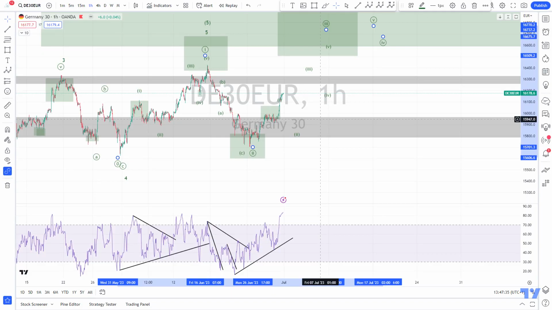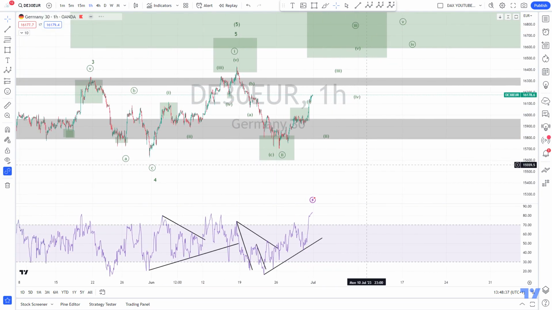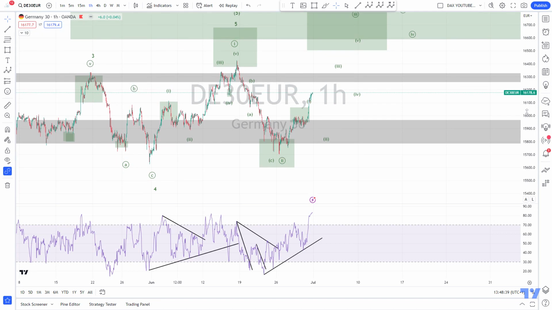Then let's go to the DAX. This was also a very successful trade. So we were long from this area. I gave this area a couple of days ago, not even the previous week, but the week before.